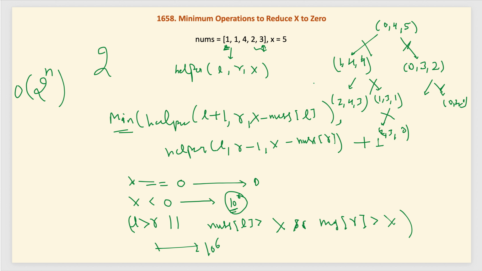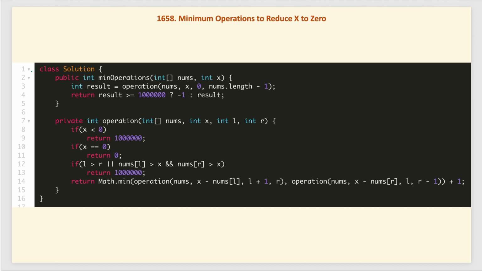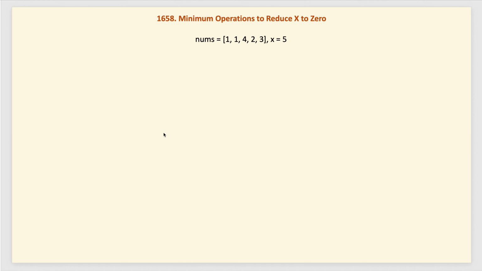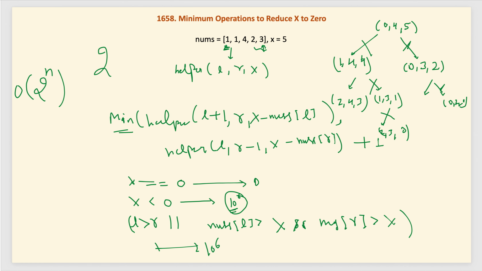But if you go into more detail deep in this tree, you will see the repeated pattern. So, this is the code for recursion, as I discussed here. If we go into more detail of this tree, we will see the repeated problem.